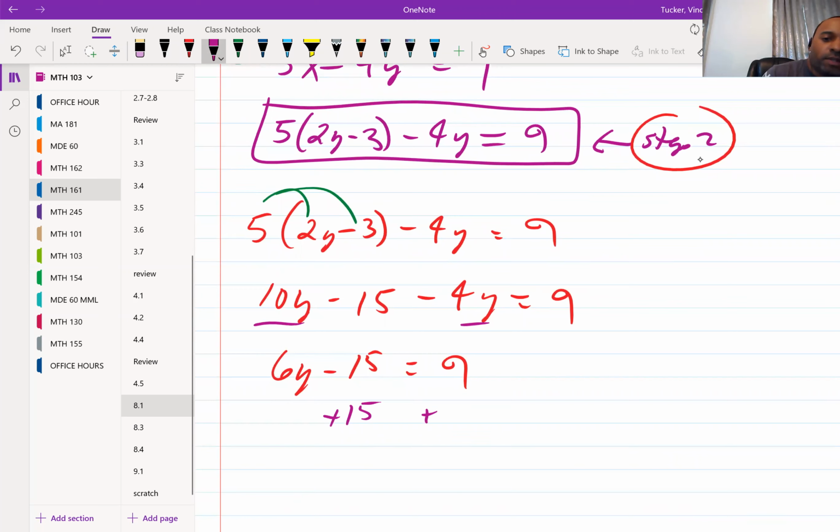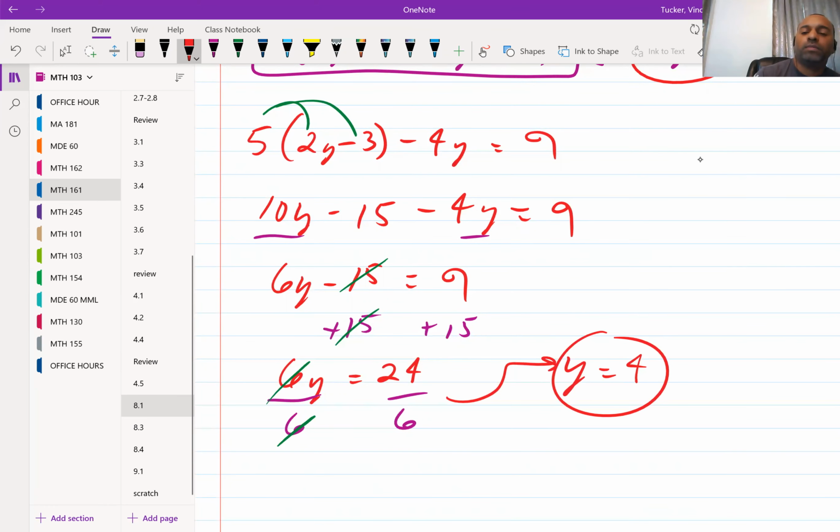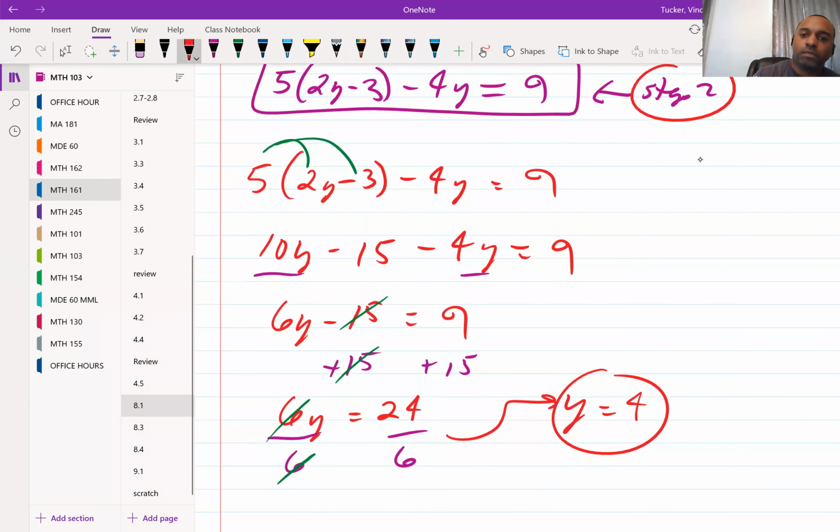Add 15. Six y equal to 24. Divide by 6. Y is equal to 4. All right. So this should be step 3. Solve for one of our variables.